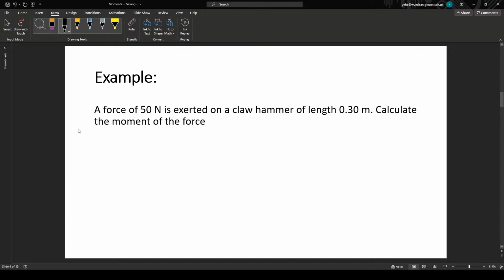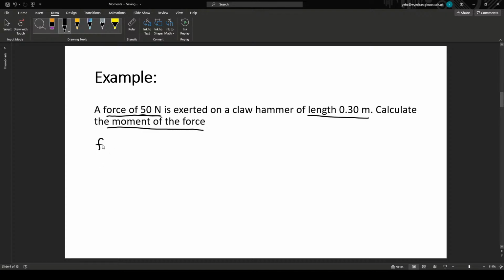So let's do an example calculation using the FIFA method. A force of 50 newtons is exerted on a claw hammer of length 0.30 meters. Calculate the moment of the force. So once again, FIFA method, the first thing you should do is make a list, extract all the information that you can from the question, so that way you don't have to go back and read the block of text anymore. You've just extracted all the information and then move on.